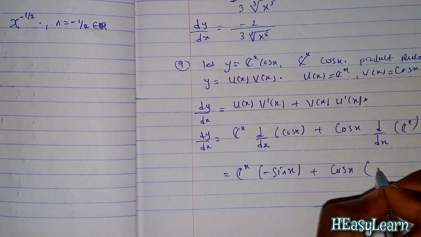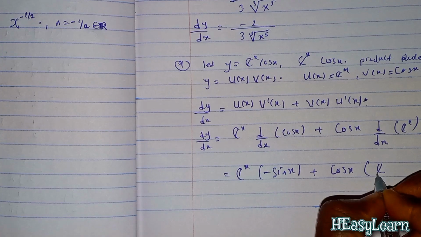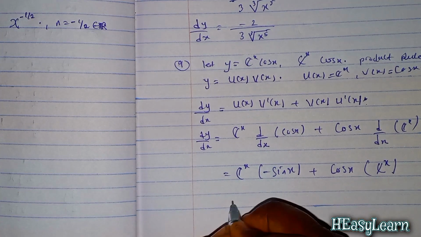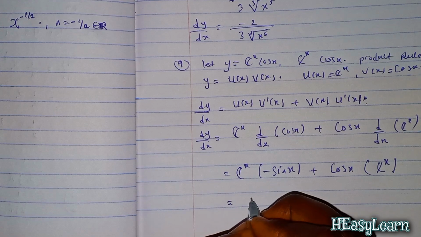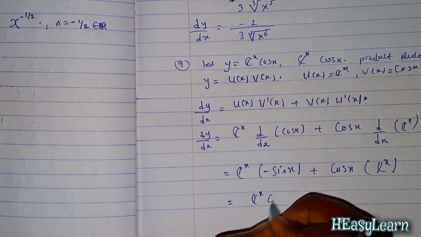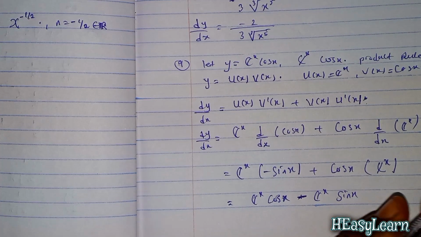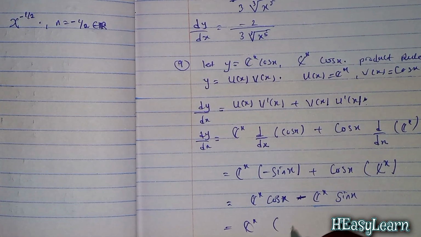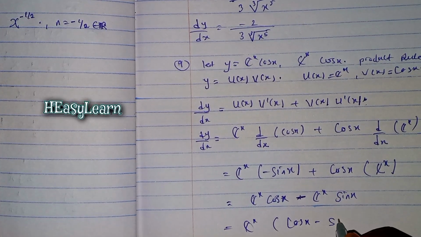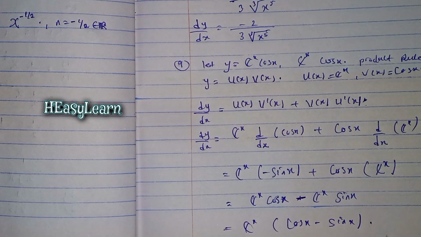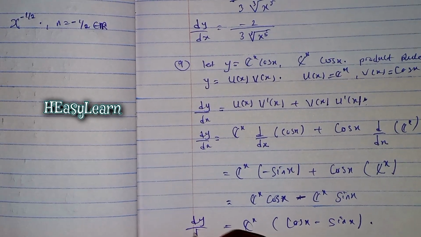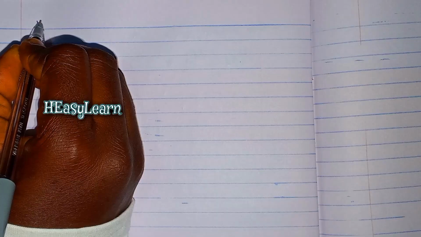What is the derivative of exponential x? By first principle, it is exponential x. Then rewrite this function as exponential x cos x minus exponential x sine x. Exponential x is common: exponential x times cos x minus sine x. So this is the derivative of the function.